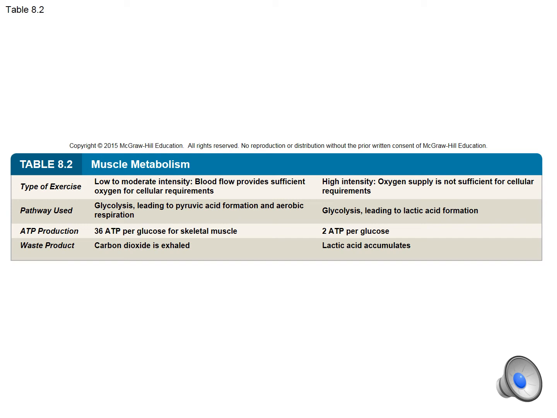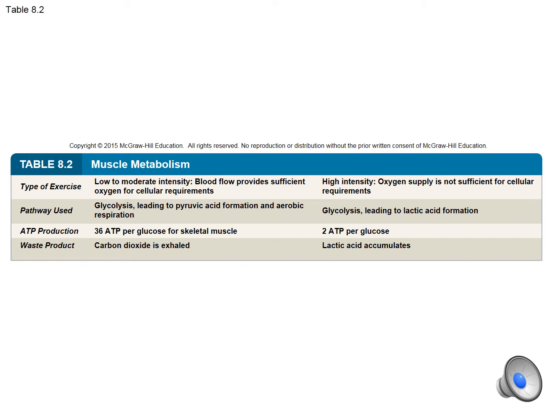So I think this table does help further explain what we've been talking about. If you look up at type of exercise, that first column says if we're doing low to moderate intensity exercise, like walking, our blood flow provides sufficient oxygen for cellular requirements. Therefore, we can do aerobic respiration and produce 36 to 38 molecules of ATP. The byproduct, the end result of cellular respiration, is carbon dioxide, so we will breathe out carbon dioxide.